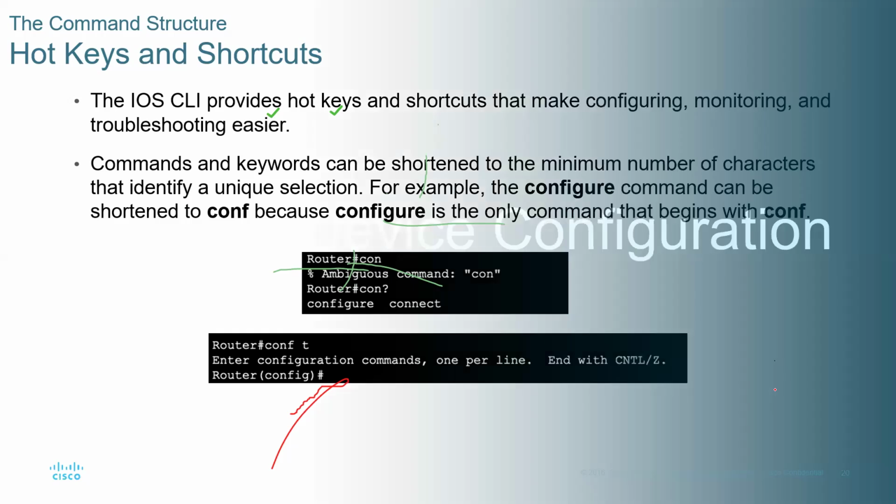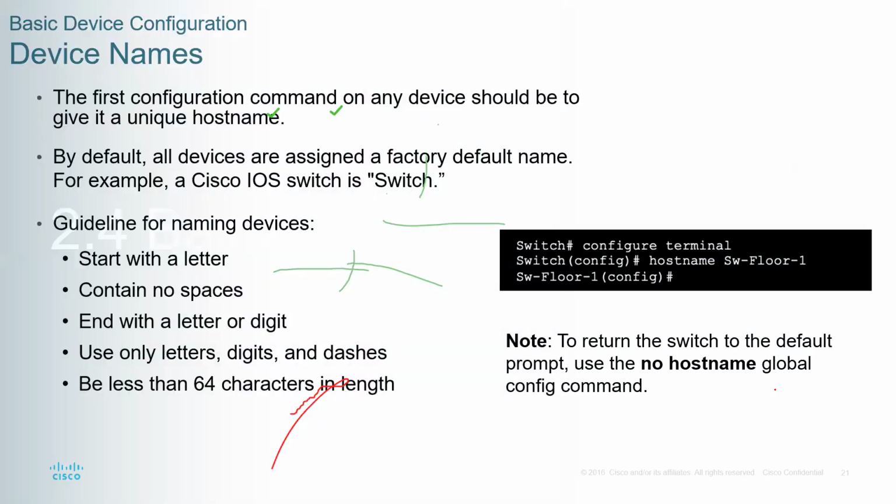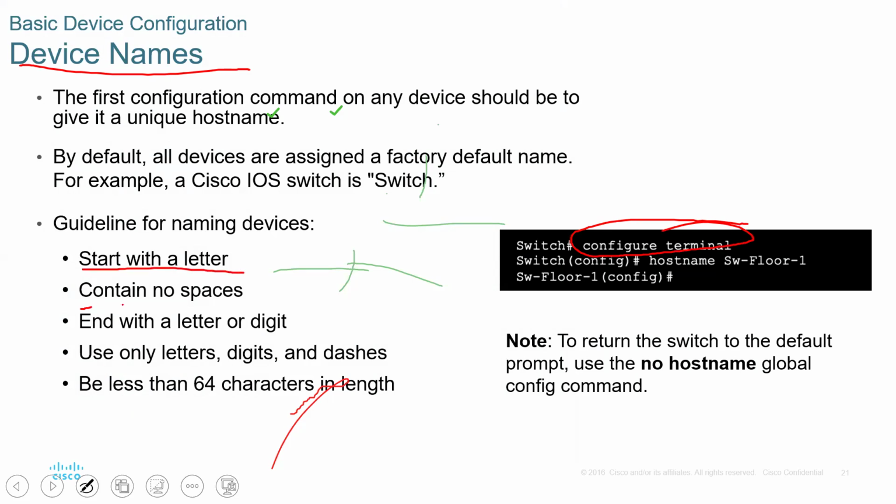Now, basic device configuration. When we say we're going to do basic device configuration, first of all, we need to configure the device name. The first configuration command on any device should be to give that device a unique host name. To do that, you first need to go to the configuration terminal. The guideline is that you start with a letter, the name contains no space, the name ends with a letter or digit, you use only letters, digits, or dashes, and it has to be less than 64 characters.